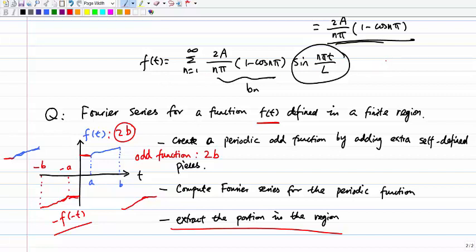Now you are done. So you can write any function defined in any region into the sum of sine and cosine functions. Okay, so you can use a lot of properties of sine and cosine functions to simplify a lot of subsequent computations.